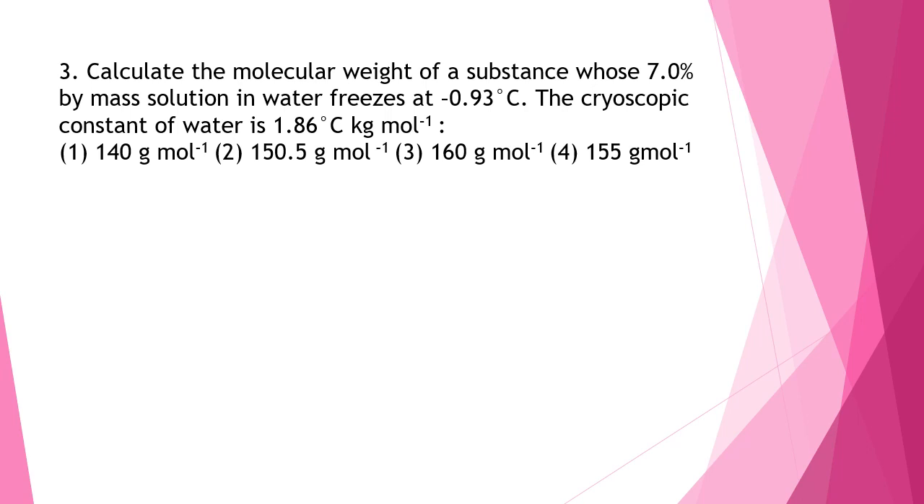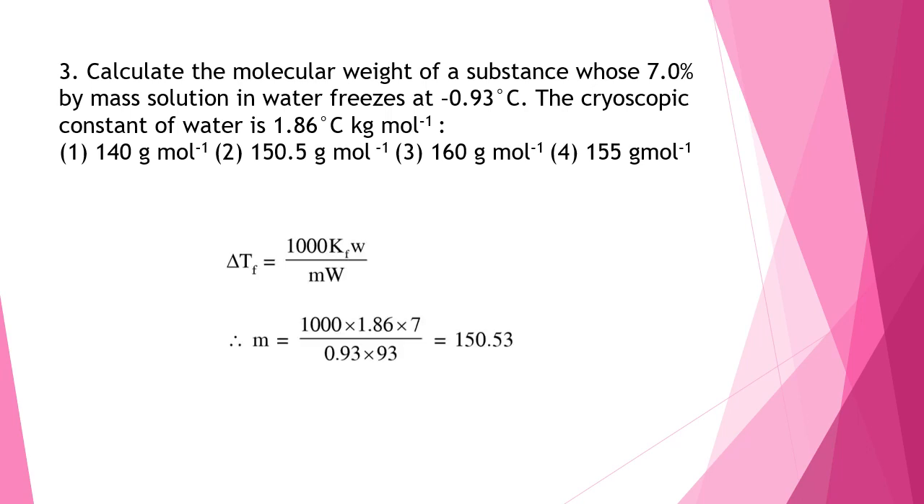So the formula for delta Tf, we know delta Tf is 0.93. We know the cryoscopic constant and we know the given weight of the substance. We also know the weight of water. So we can find the molecular weight of the substance. So when we solve this for the molecular weight, we get 150.53 grams per mole. So the correct answer here is option 2.